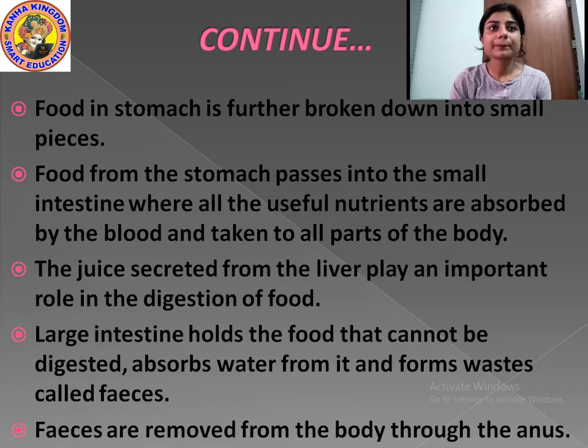Point number 3. Food in stomach is further broken down into small pieces. Point number 4. Food from the stomach passes into the small intestine where all the useful nutrients are absorbed by the blood and taken to all parts of the body.